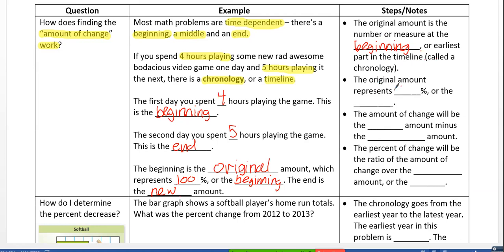The original amount represents what percent? Always 100%. Or the what? The original amount represents 100%, or the beginning. Again, I'm giving myself enough room here. The amount of change will be the blank amount minus the blank amount. The new amount minus the original amount. That's finding the difference.